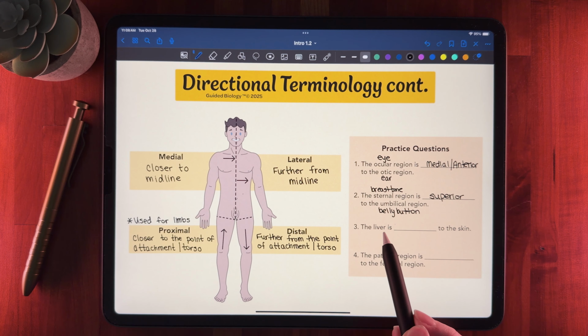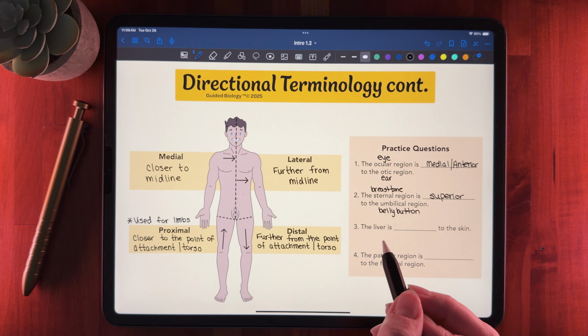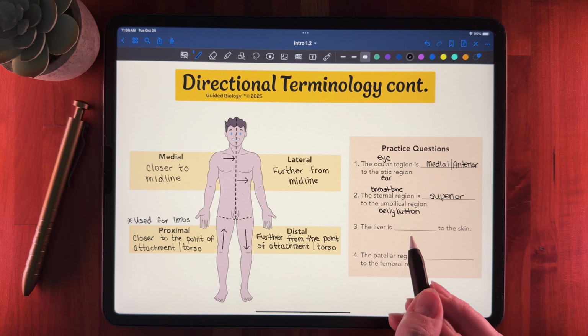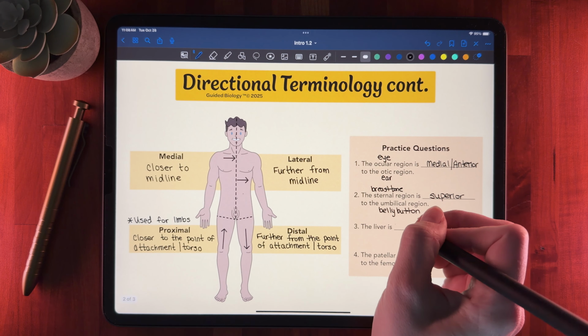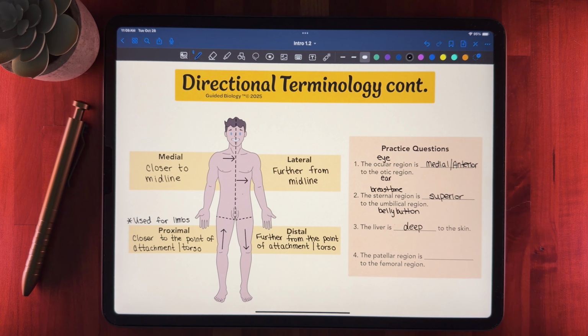The liver is blank to the skin. Okay, well, the liver, you may not know exactly where it is, but you know it's an internal organ. So it's somewhere on the inside of your body in your abdominal cavity, right? You know the skin is covering all over the outside of the body, so we know those things. And so this would be deep, right? So the liver is deep to the skin. It's more internal than the skin.